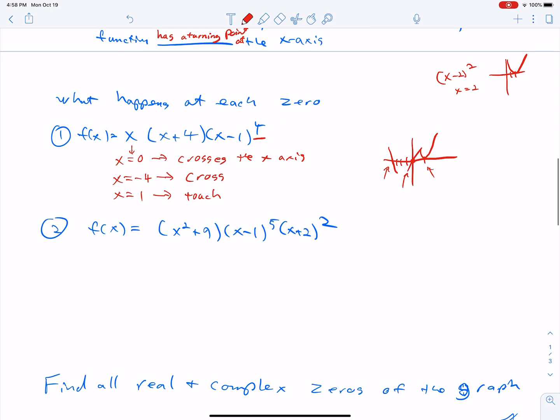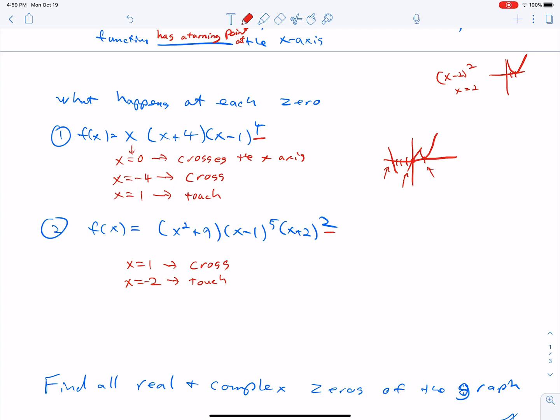So what about this next one? For this next one, we have x minus 1 to the 5th power. So that means we have x equals 1, and it's an odd power, so that's going to be a cross. We have x plus 2, so at x equals -2, we're going to have a touch because we have an even power with the 2, even multiplicity.